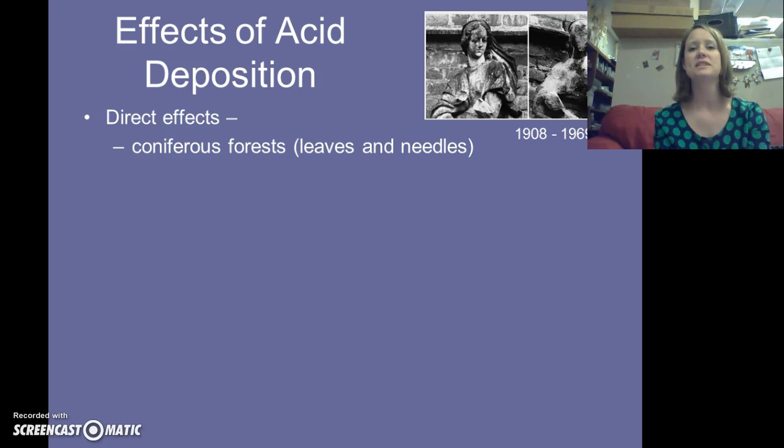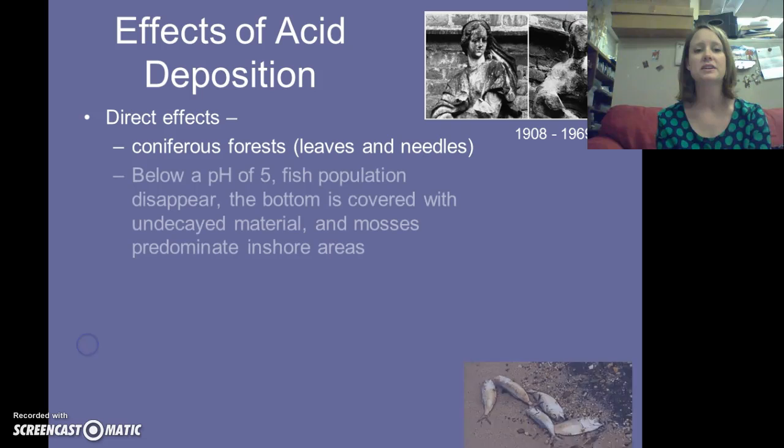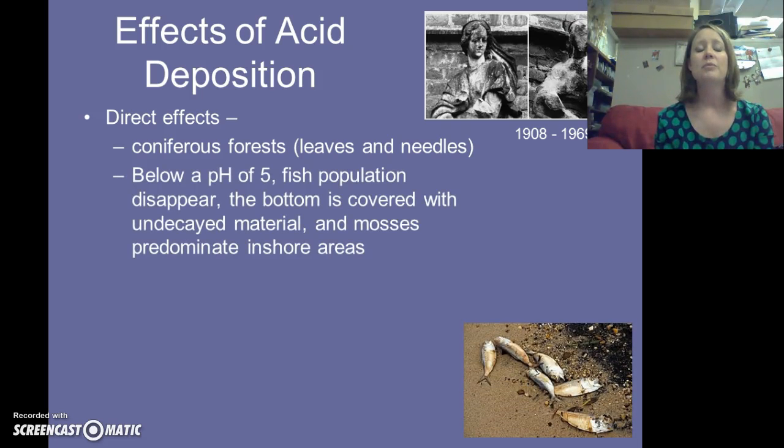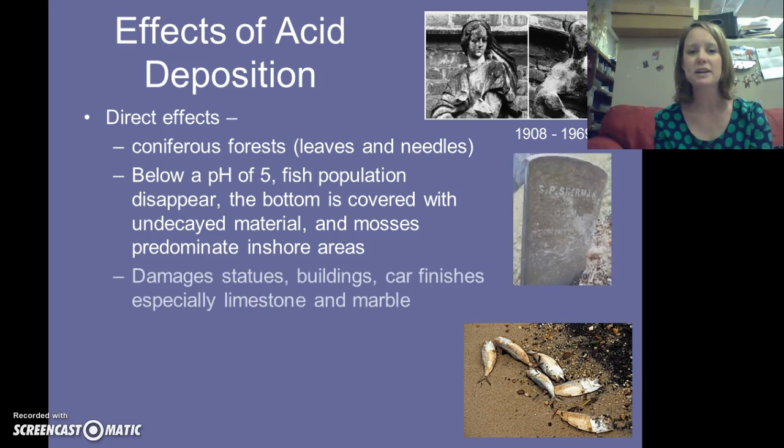So some of the effects, we see the effects on the leaves and needles of the coniferous forests. If our bodies of water are affected by acid deposition and their pH drops below a 5, then that affects our fish population. And when the fish start to die, then they sink to the bottom, and you've got a lot of undecayed material because the decomposers can't process it fast enough. We get a lot of mosses in the inshore areas, so productivity drops in those bodies of water.